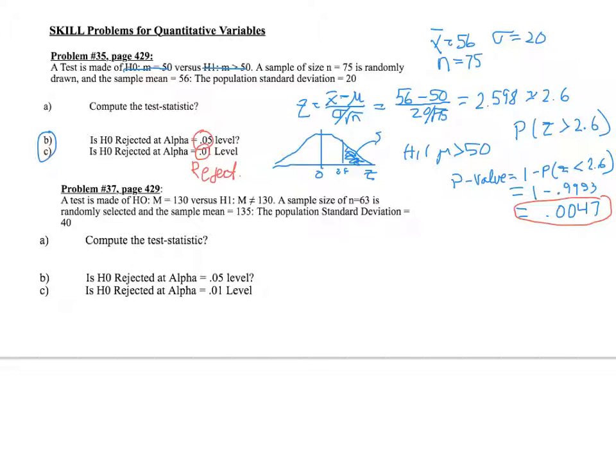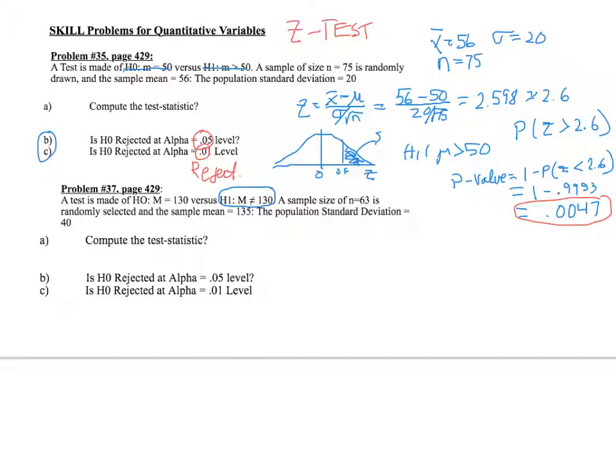Okay. Now normally we don't do these things by hand. We're going to use the z-test on our calculator under test. When you do that, under the stats part, you'll just put in the different pieces of information. Let's look at problem 37. Here we have a two-tailed test, because the alternative is not equal to 130.